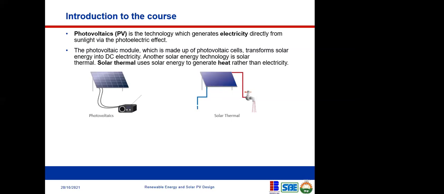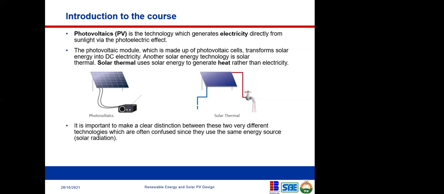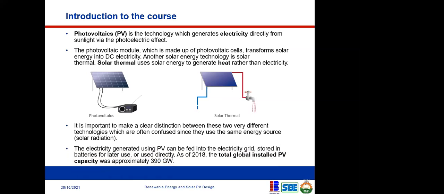That's the difference. So you can see the picture here. It's two different forms of solar energy. One is solar photovoltaic, and the other is solar thermal to generate hot water. So it is important to make this clear distinction between these two very different technologies, which are often confused since they use the same source of energy, that is the solar radiation.